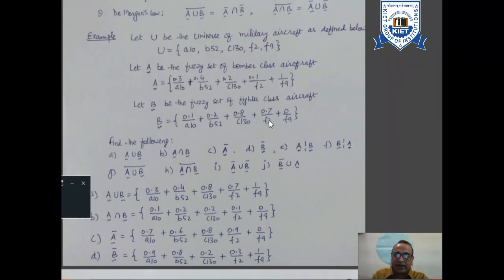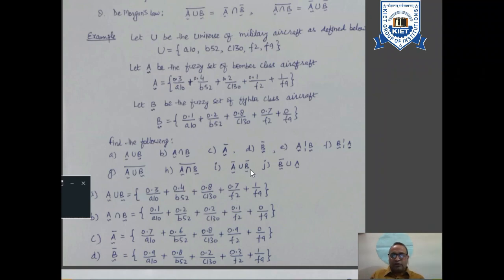And accordingly, for F2 the membership value is assigned as 0.9, and for F9 the membership value is 0. So it means according to the perception of the person who is making the fuzzy set B, he felt that F9 is not at all a fighter plane. According to his perception, F9 is only the bomber aircraft, right?